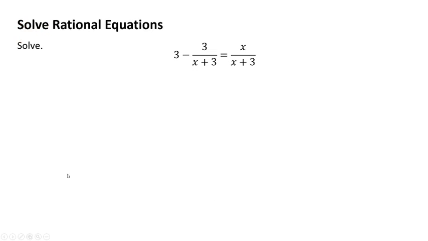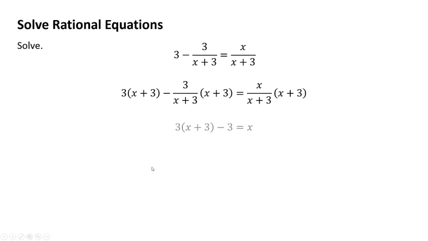Here's an example. 3 minus 3 over x plus 3 is equal to x over x plus 3. In this case, it's pretty easy to find the least common denominator. There's only really one denominator to work with here. It's x plus 3. So if we multiply everything by x plus 3, these fractions are going to go away, and I'm just left with 3 times x plus 3 minus 3 is equal to x.